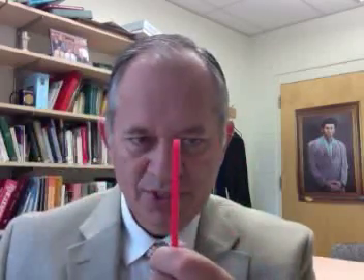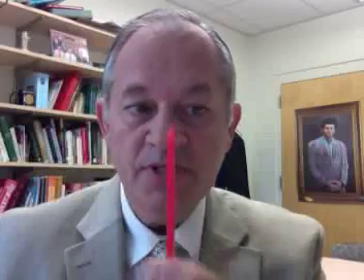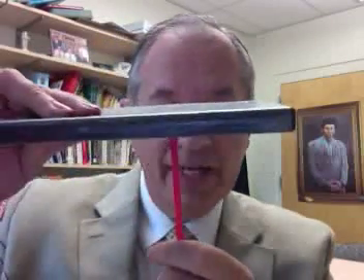Post and lintel architecture is really pretty simple. Vertical columns, posts, support horizontal beams, lintels. If the first requirement of a building is to not fall down, then post and lintel mechanics require that the columns, the posts, be strong enough to support this upper weight.